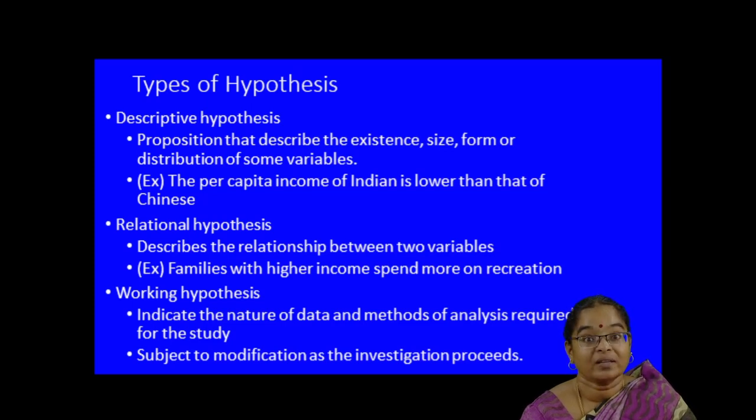The next one is the working hypothesis. It is entirely different from the descriptive and relational hypotheses. It indicates the nature of data, whether it is primary data or secondary data, and the method of test to be adopted. Which type of test is used for testing the data? It is a parametric test or a non-parametric test. Parametric test means the population is known. Non-parametric test means the population is unknown. It is subject to investigation methods. As per the changes in investigation methods, the working hypothesis formulation varies.